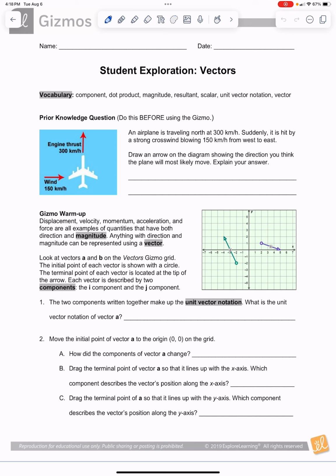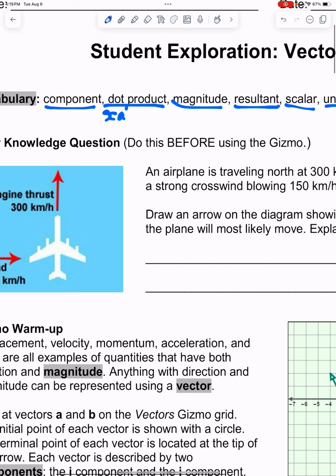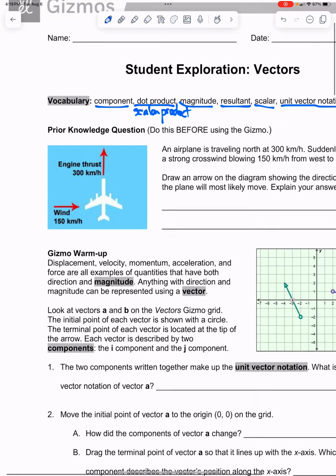In every Gizmo lab, you're going to be introduced to various vocabulary terms along the way. So in this one, we're going to learn what a vector is, what the magnitude of a vector is, what the resultant vector is of adding two vectors, what a scalar is. We're going to learn about unit vector notation, what components of a vector are, and then finally, how to find what's called the dot product or scalar product. We'll get to that later in activity B.